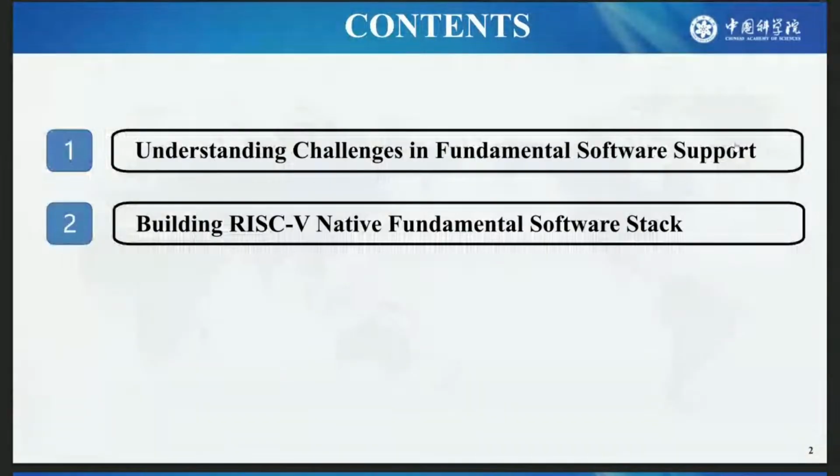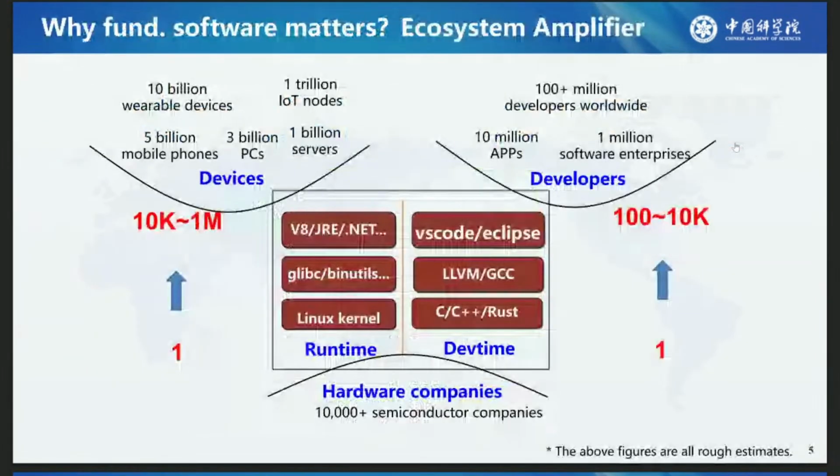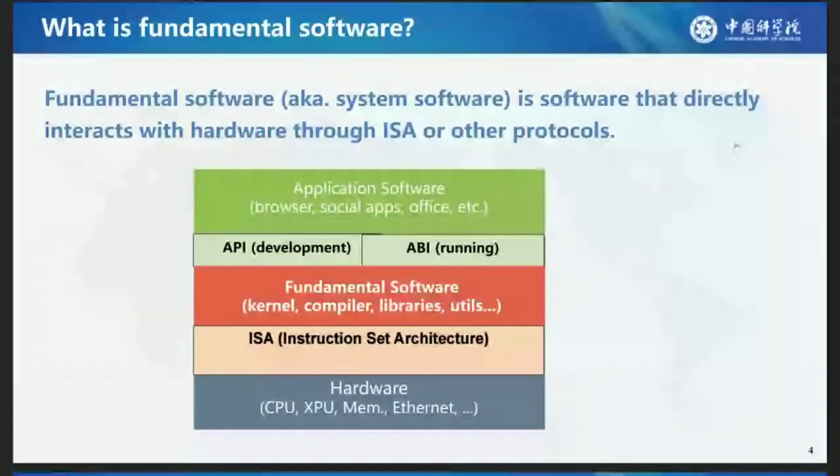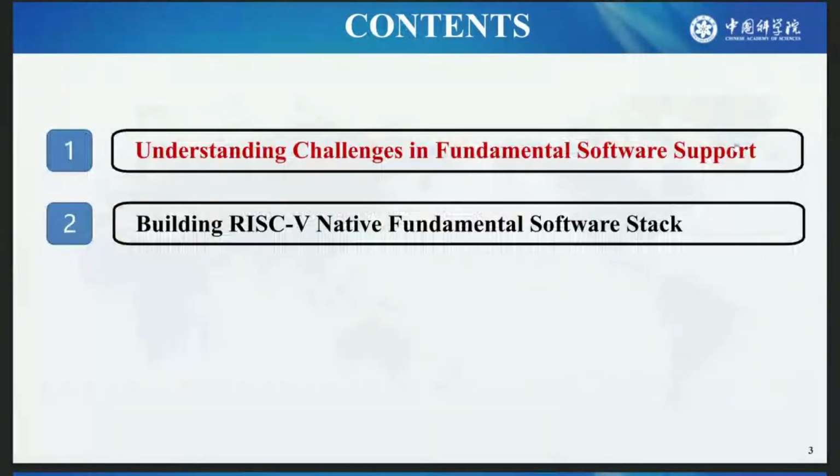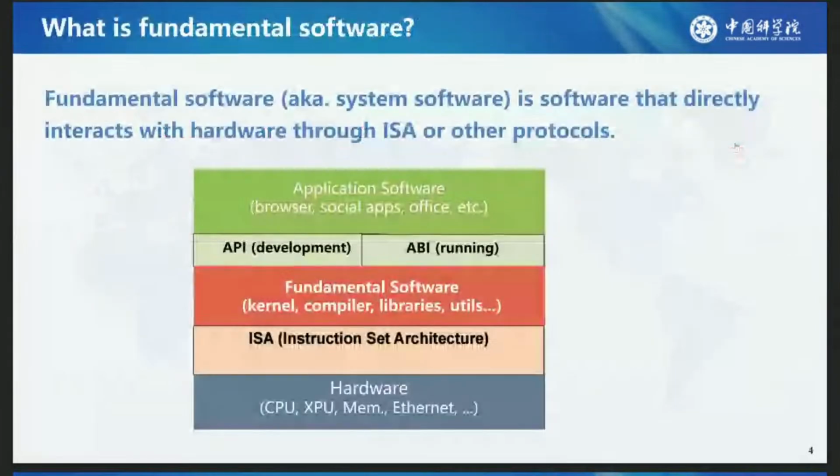So here's the takeaway. First, I would like to give some insights and analysis about our projects and experience supporting the RISC-V software ecosystem. And what is fundamental software? First, I'd like to define the scope. Fundamental software in these slides, also known as system software, is software that directly interacts with the hardware. But it's a narrow scope of system software. It's just like the operating system kernel, libc, the C library, and compilers like GCC and LLVM.